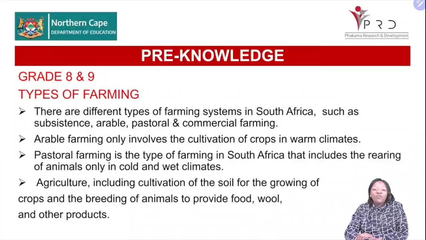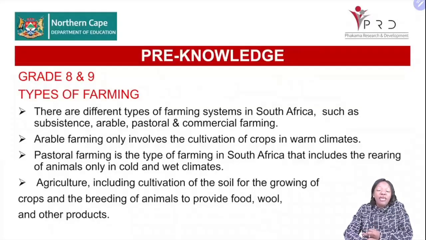Then we're going to start with our pre-knowledge baseline as we normally do. So I'm taking you back to grade 8 and 9 where we have learned about the types of farming. So number one, we said there are different types of farming in South Africa, such as your subsistence as well as the arable and your pastoral as well as your commercial farming. So these are all the types of farming we have learned in grade 8 and 9.